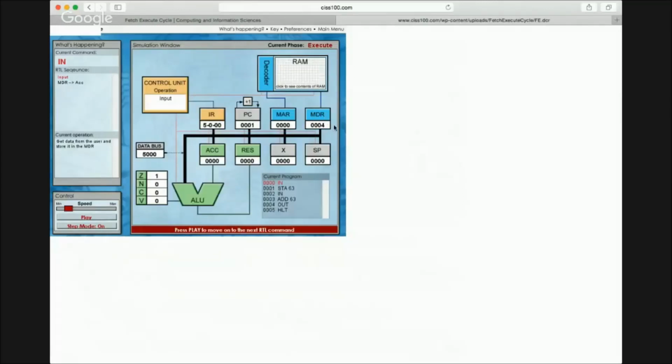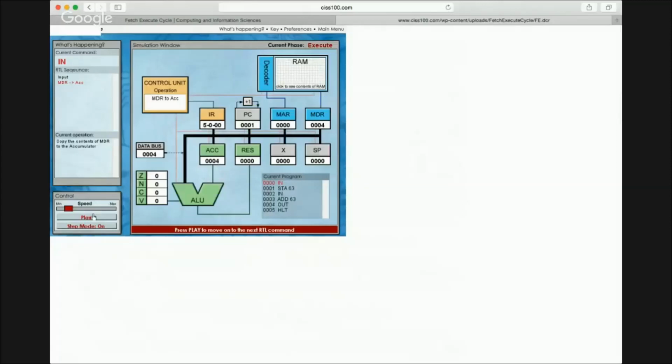Why? Well, I have this 4 in the memory data register. What would happen to this 4 if I tried to fetch another instruction? It would blow it away. It would overwrite it. So the computer knows it needs to store it somewhere. So it's going to store it at the next clock cycle into the accumulator. So 4 is now in the accumulator. I have now completed 1 fetch, decode, execute cycle.